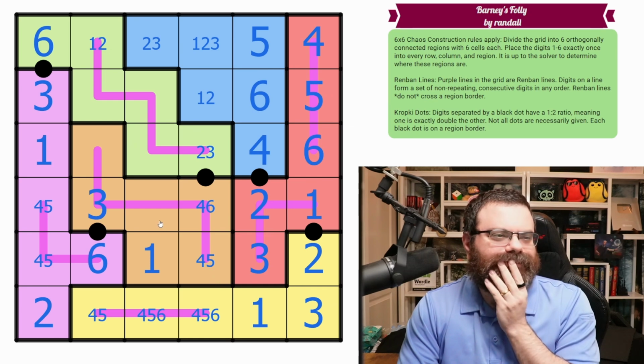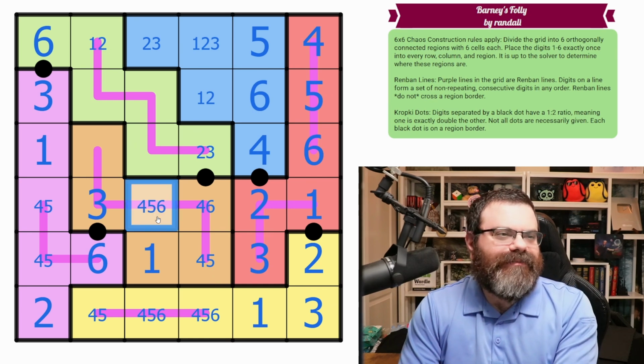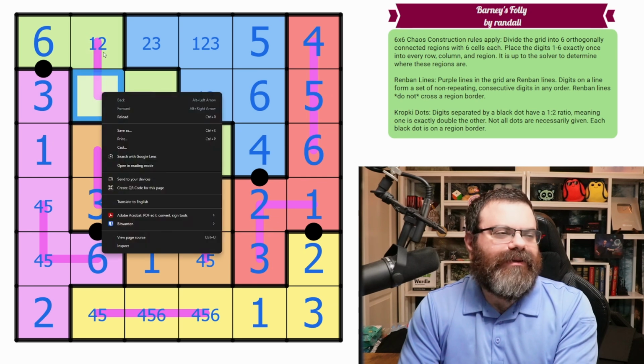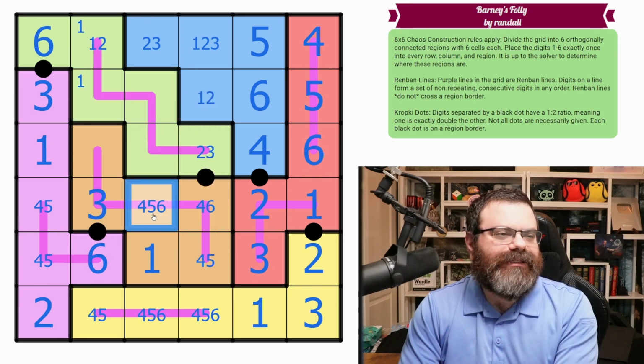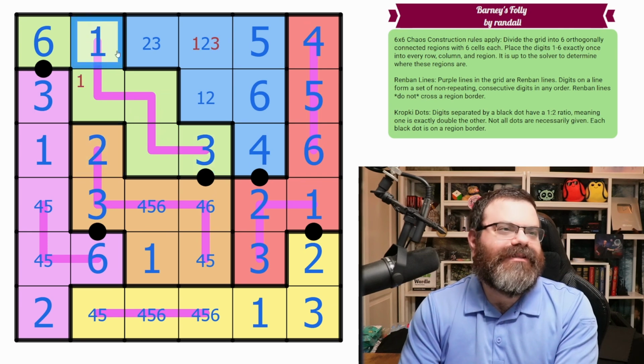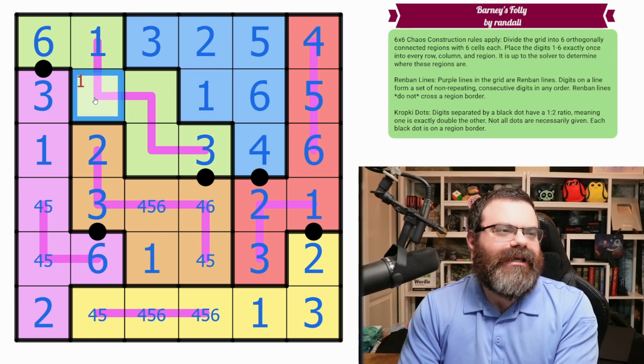4, 5, 6. What am I missing here? 1 in this. Okay, 1 in green is in one of these two. Oh, this is 4, 5, 6. This has to be the 2. That's 3. That does it. That's 1. That's 2 and 3 and 1.